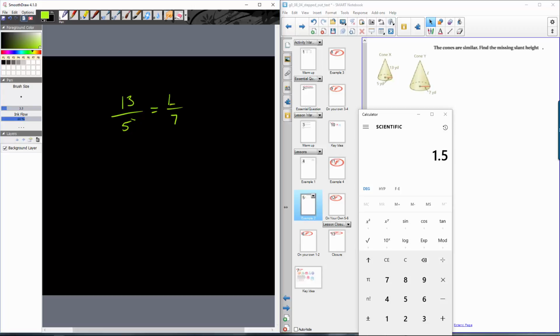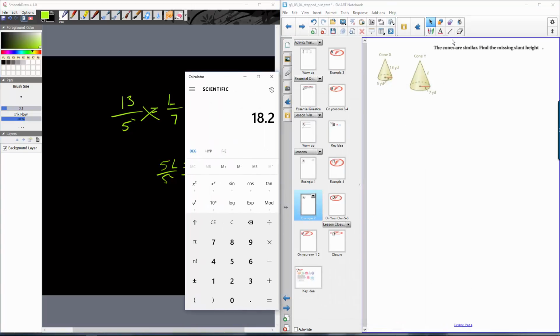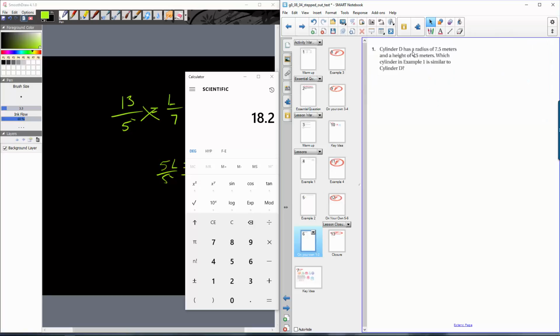So I can now cross multiply, right? So if I take 13 times 7, I'm going to get 91. So I'll have 5L equals 91. And I got the 5L by just multiplying these across, right? So I cross multiply, divide by 5 on both sides. And if I take 91 divided by 5, I should get 18.2. And that's what this should be here, slant height. So if I look here, it is 18.2. This one here says the cylinder D has a radius of 7.5 and a height of 4.5.